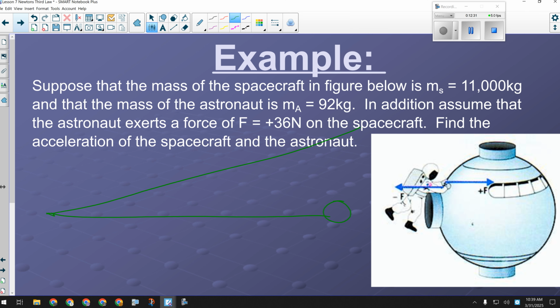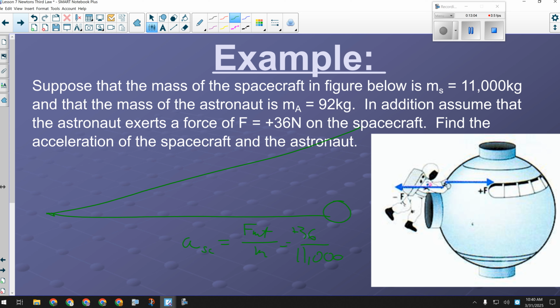Okay, we got a mass of 11,000 kilograms. That's the spacecraft. Okay, we have a mass of the astronaut, 92 kilograms. It's a heavy suit. Okay, so the astronaut exerts a force of positive 36 newtons on the spacecraft. Can I calculate the acceleration of the spacecraft? Okay, so acceleration would be F net, that's going to be the only force because we're out in space, divided by mass. 36 newtons, positive 36 newtons, divided by 11,000 kilograms.